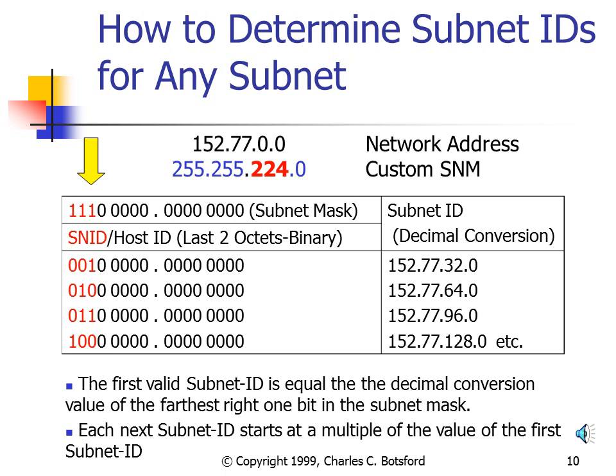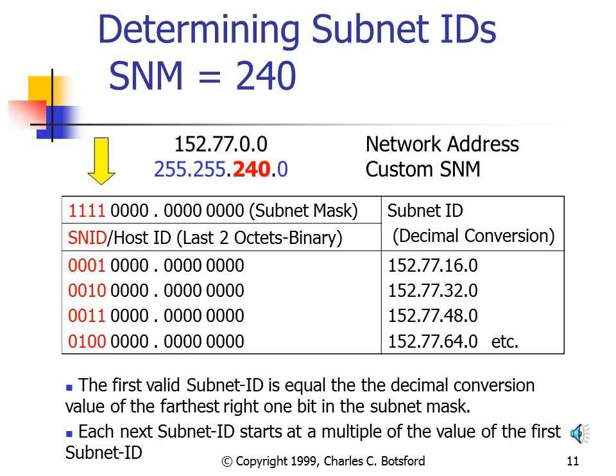Then every subnet ID starts at a value or a multiple equal to the first subnet ID. So in our situation, the first subnet ID started at 32. Each subnet ID after that will start as a multiple of 32. So the next one is 64, next one is 32 added to that, 96, and on and on.